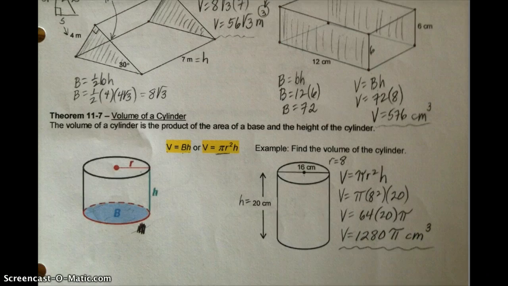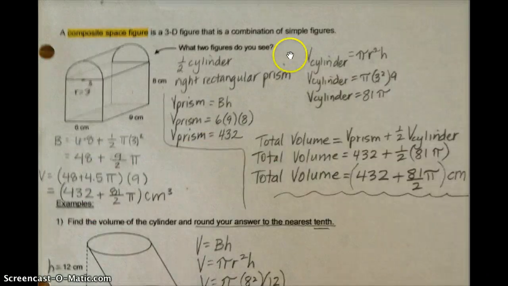So let's look at a few more examples. And we're going to talk about one thing here called a composite space figure. So it's a combination of simple figures that we know how to find the volume of. So in this figure, we have a rectangular prism here on the bottom, and then we have half of a cylinder here on the top. So our first way of solving this is listed over here in this area, and we're going to find the volume of this prism, and then we're going to add the volume of this half cylinder.